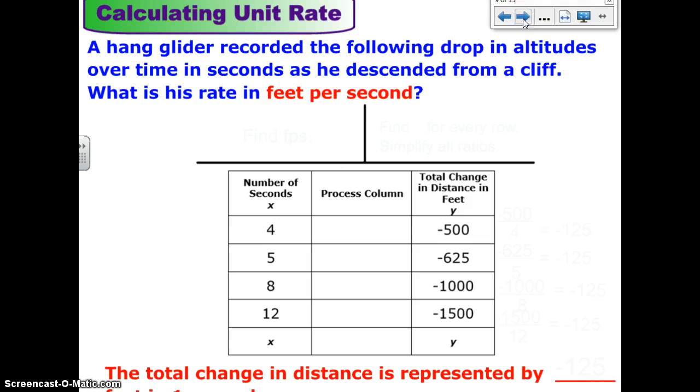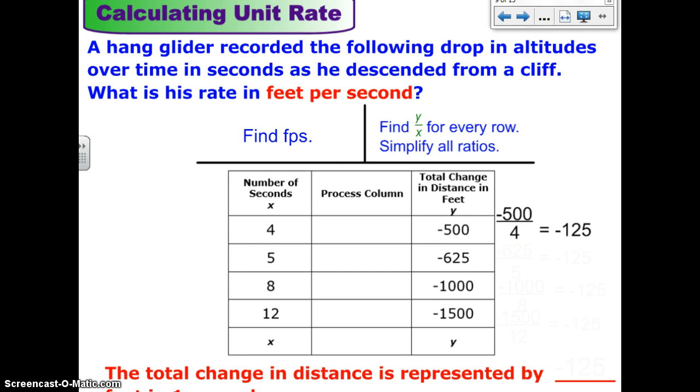A hang glider recorded the following drops in altitude over time in seconds as he descends from a cliff. What is the rate in feet per second? We want to find feet per second. We know to find unit rate, we must find the y divided by x for every row and simplify. Negative 500 divided by 4 is negative 125. Negative 625 divided by 5 is the same.